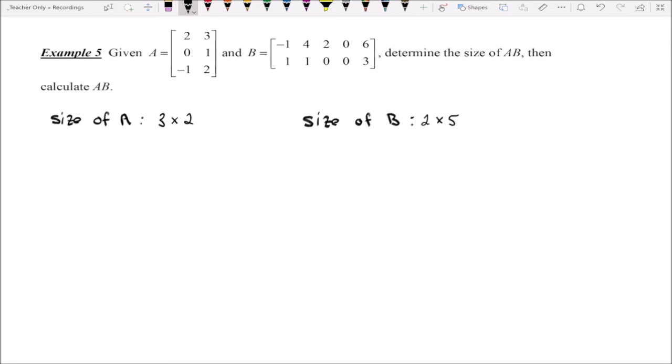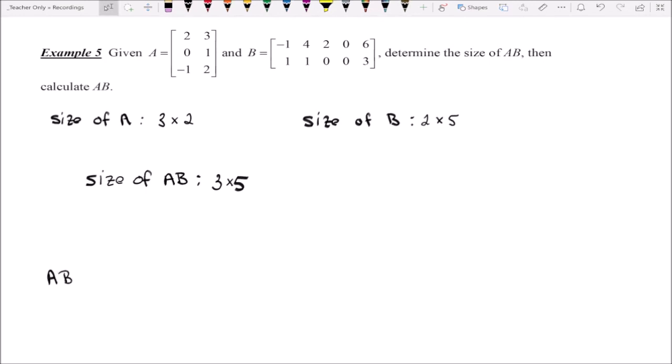So first ask, is this product even going to be defined? Well, the number of columns of A is equal to the number of rows of B. So this product will be defined. And the size of the product will be the number of rows of A, which is 3, by the number of columns of B, which is 5. So our resulting product will have a size of 3 by 5. Now let's actually take this product.